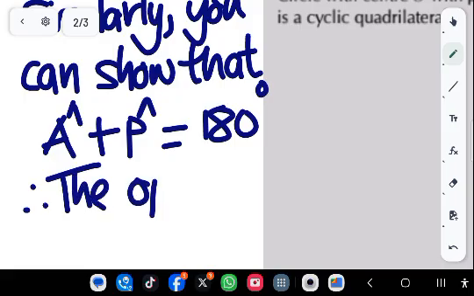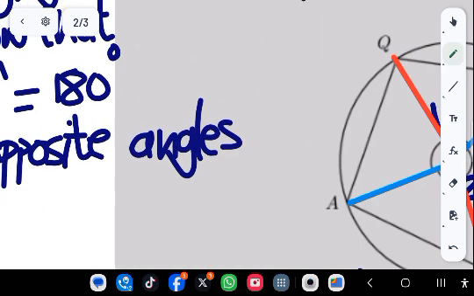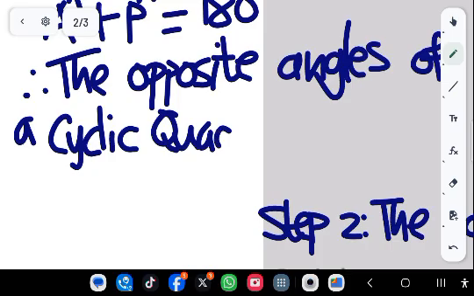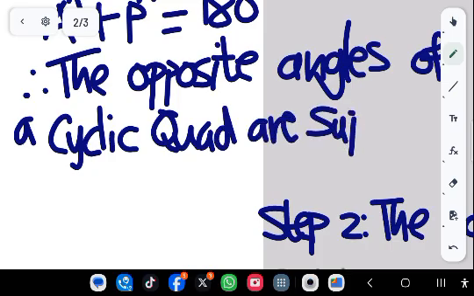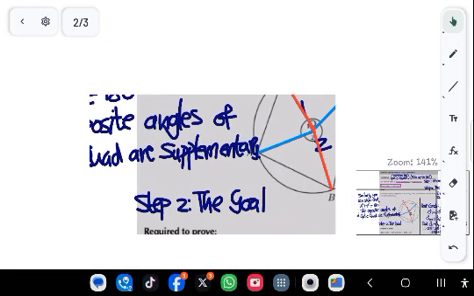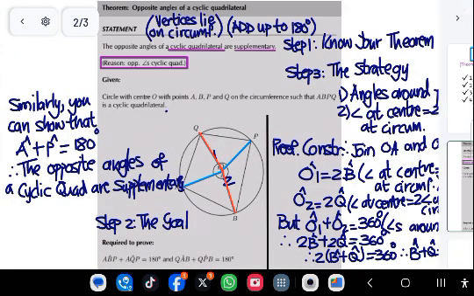Therefore, opposite angles of a cyclic quadrilateral are supplementary. And that's how you prove that theorem. We're done with this theorem. It was actually very easy, a very easy theorem to prove.